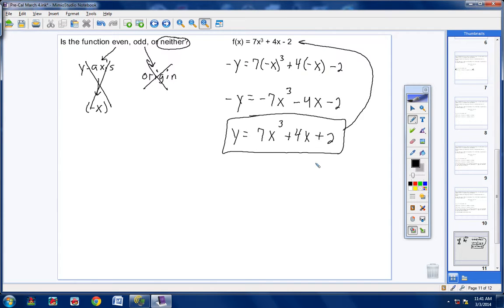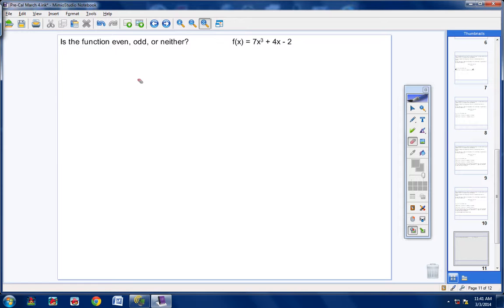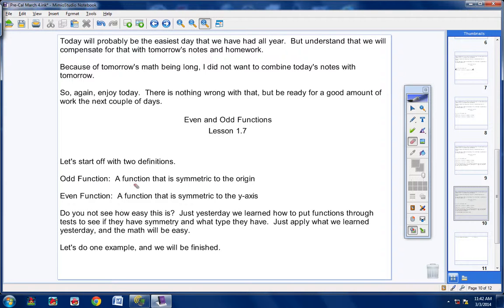That's it, guys. That totally applies what we did yesterday. And now the only thing we've learned new today is 2 different definitions right here. An odd function is a function that's symmetric to the origin, and an even function is a function that is symmetric to the y-axis. That's it.